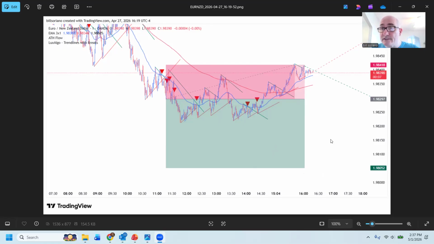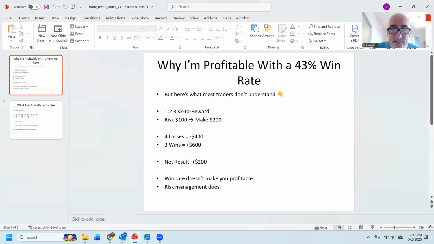Now every trade runs, or I should say 99% of the trades run until I lose or I win, right? So they're 1 to 2 risk to reward. Now, there are some reasons you get out of a trade early when you're in profit, but for the most part, 98, 99% of the trades run until I either lose or I win, okay? So just to give you an idea of this, you see this slide here, and why I'm profitable with a 43% win rate.